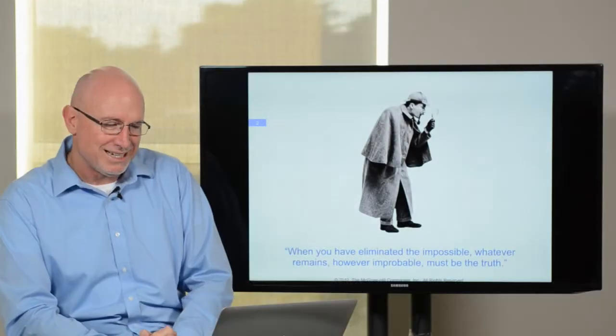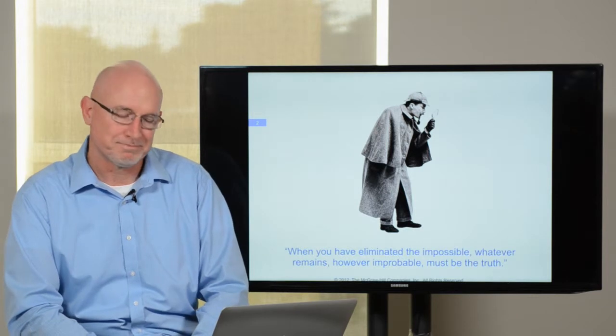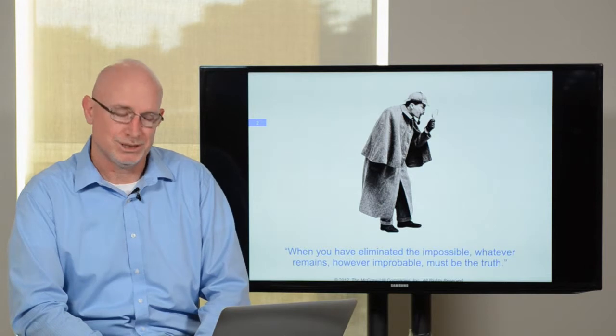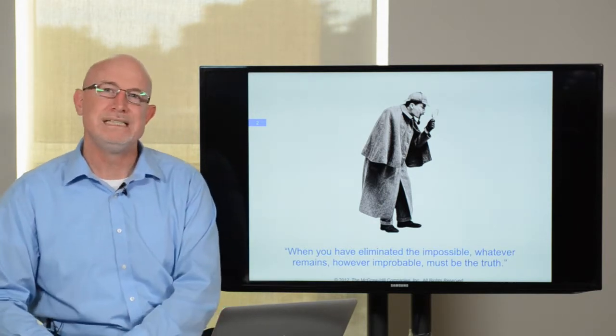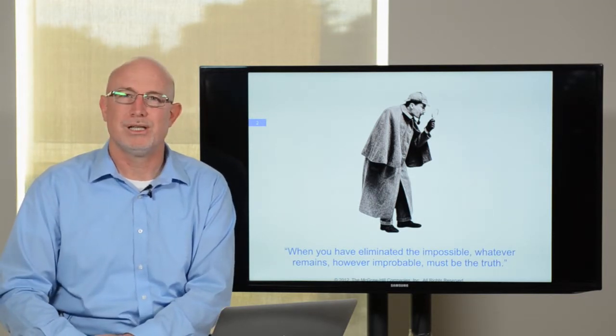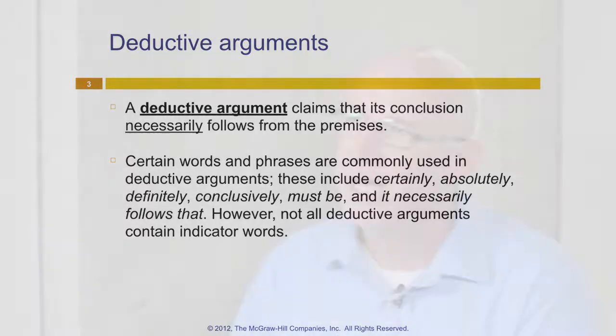A deductive argument claims that its conclusion necessarily follows from its premises. So when we have those premises laid out, the conclusion must follow from those premises. As we spoke about in inductive arguments, so too in deductive arguments, we have indicator words. These indicator words are certainly, absolutely, definitely, conclusively, must be, and it necessarily follows that.